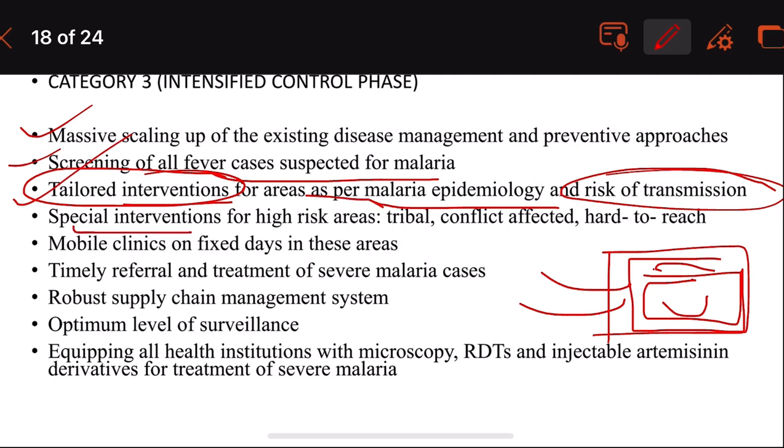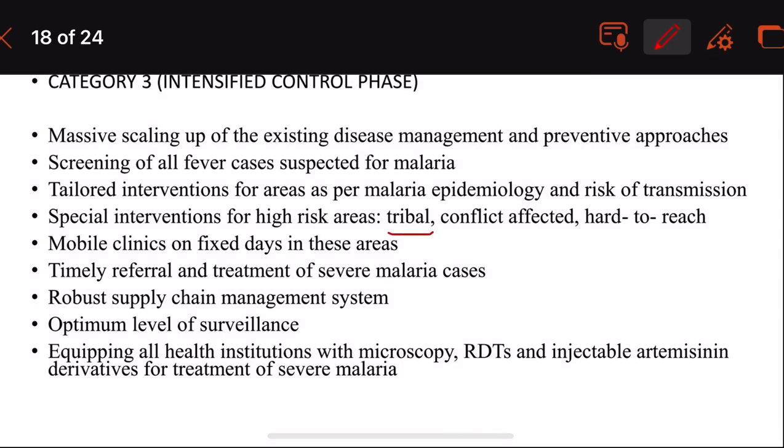Special interventions in the high risk areas. Who are the high risk areas? They are the tribal people, conflict areas, and hard to reach areas. So the high hilly regions or something like that. So the tribal populations, the population residing in conflict affected areas, or hard to reach areas, in such groups we need to bring in a special intervention.